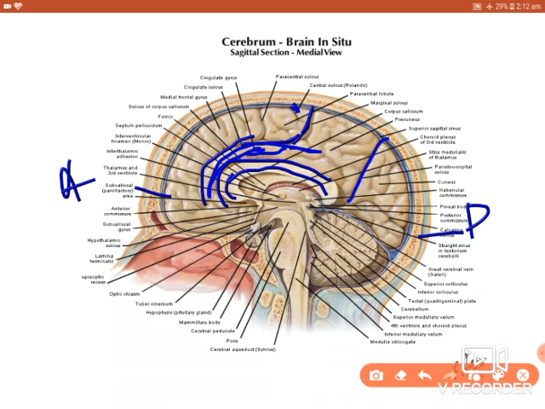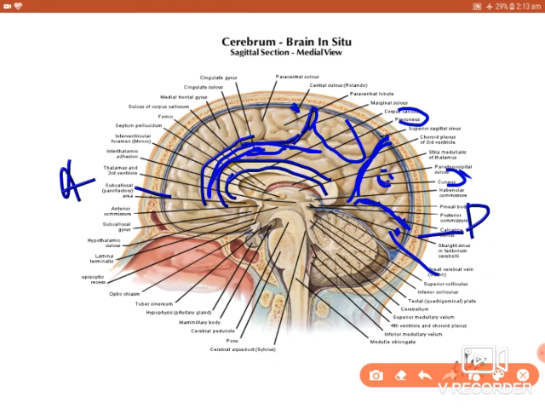Posteriorly there is the parieto-occipital sulcus. Inferior to the parieto-occipital sulcus is the calcarine sulcus. Between the parieto-occipital sulcus and the calcarine sulcus, this area of gyrus is named the cuneus. In front of the parieto-occipital sulcus and behind the marginal sulcus, this area is named the precuneus. Then inferior to the calcarine sulcus, this part of the gyrus is named the lingual gyrus.